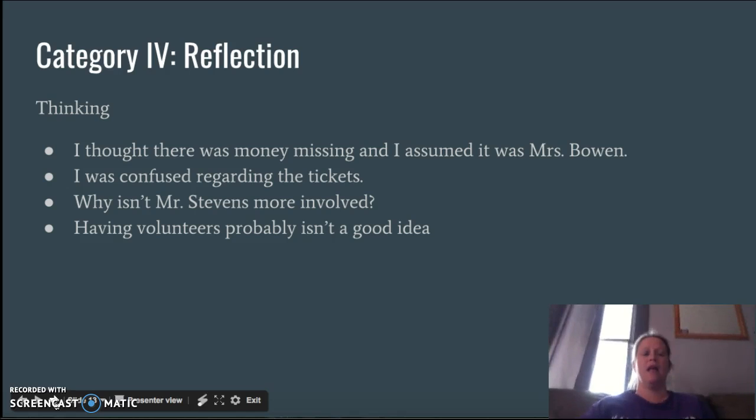Reflection: I thought there was money missing, and I assumed it was Mrs. Bowen. I think that sometimes we assume things, especially when she had already asked for funds and those funds weren't granted to her. However, that's an assumption and that can't be made as a building leader. I was confused regarding the tickets. I thought they would be located or in the bag. So I was kind of confused about what had actually happened to them, and that question wasn't answered.